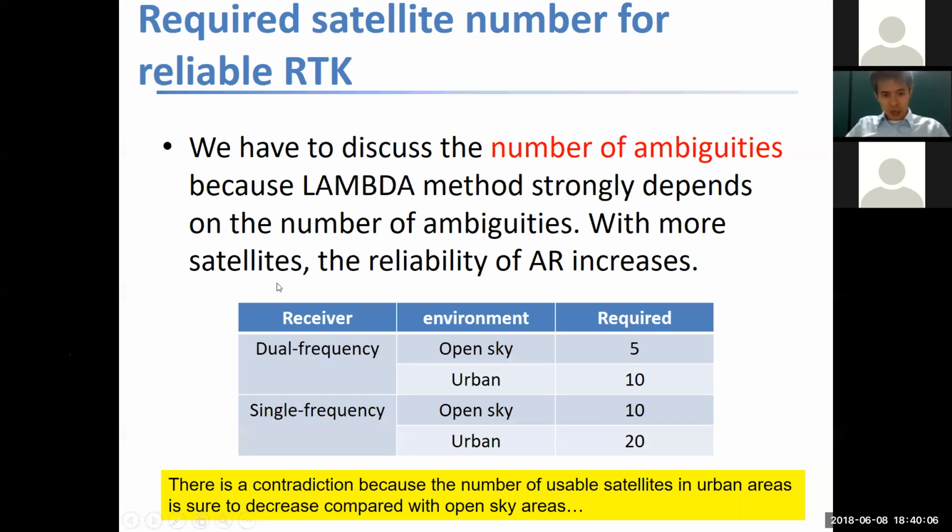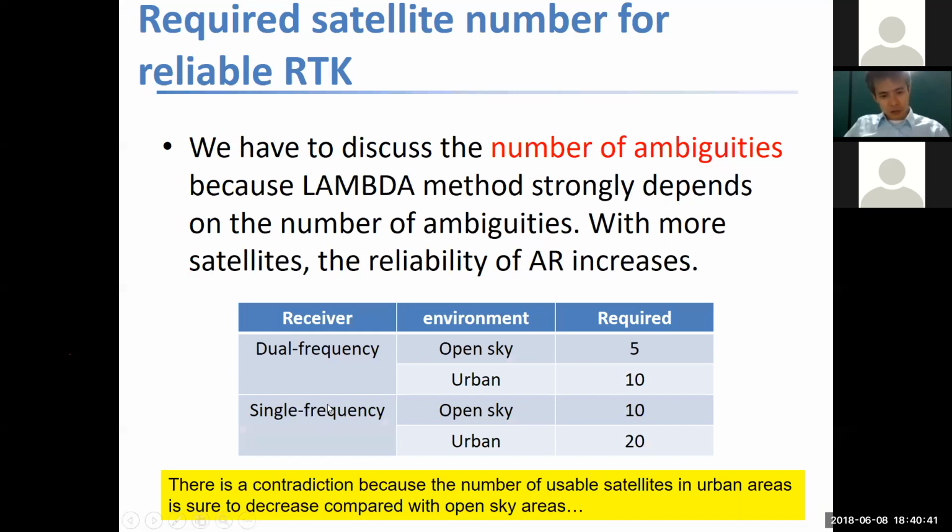So with more satellites, the reliability and the fixed rate of ambiguity resolution increase. This is true. Please remember that. And I just show this table. This is my personal opinion, not a general opinion. If you use dual frequency in open sky, maybe 5 satellites is okay. And in urban areas, even with dual frequency sub-regular receivers, maybe 10 satellites are required to obtain 99% reliable RTK.